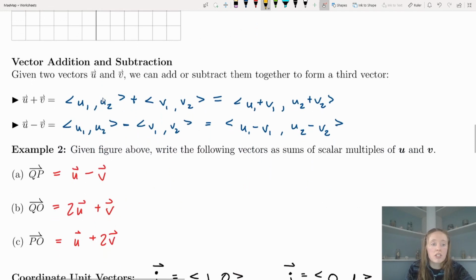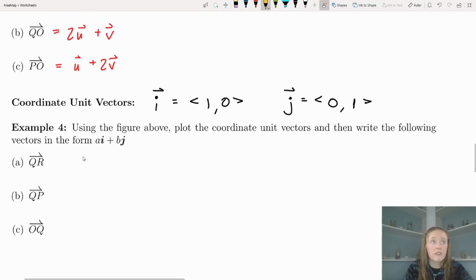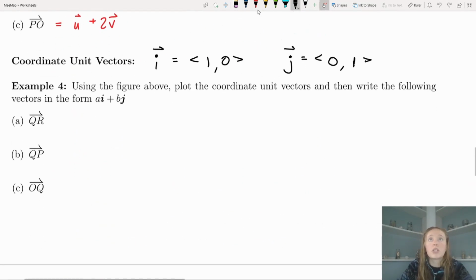So the second part of that question said that we're going to write the following vectors in the form of a times vector i plus b times vector j. So as opposed to writing it as some scalar of u plus some scalar of v, we're going to use our i and j vectors. So QR is the first one we're going to figure out. QR is this vector here, which we can see as not 1i, but 2 of vector i. So QR will be 2i plus 0j, or simply 2i.